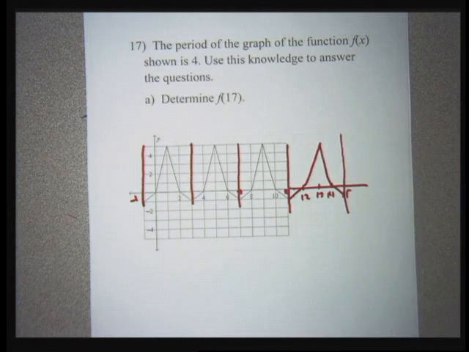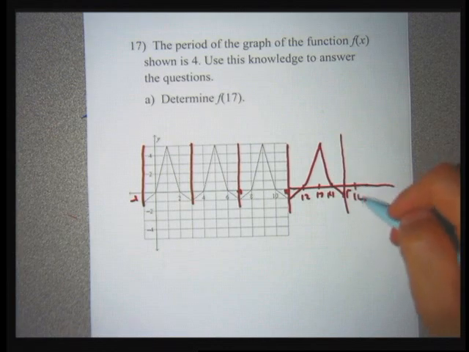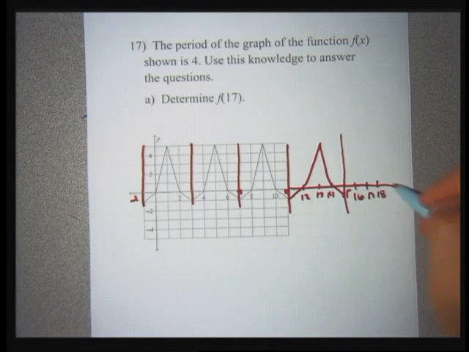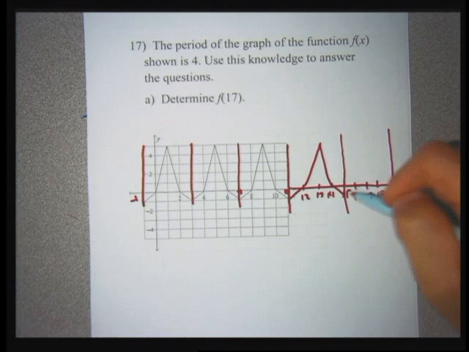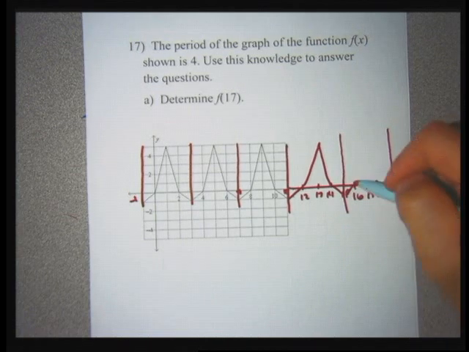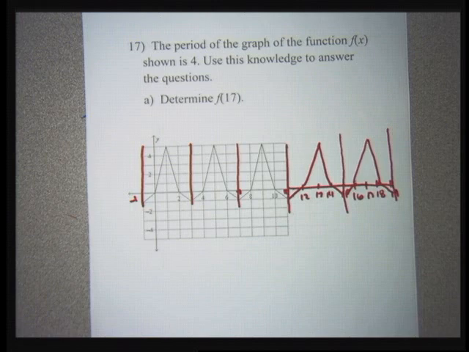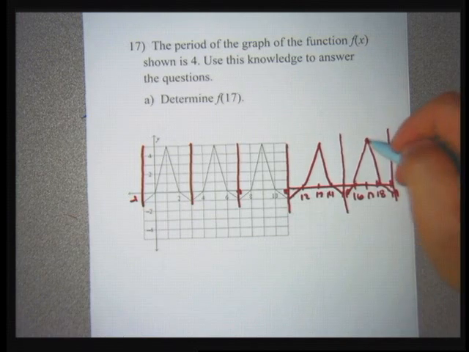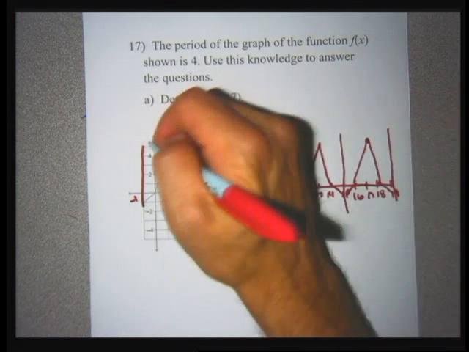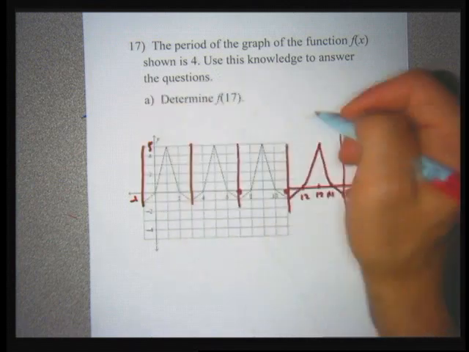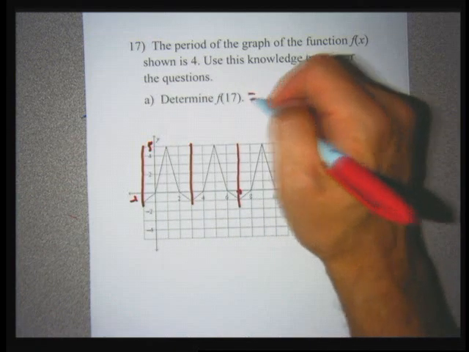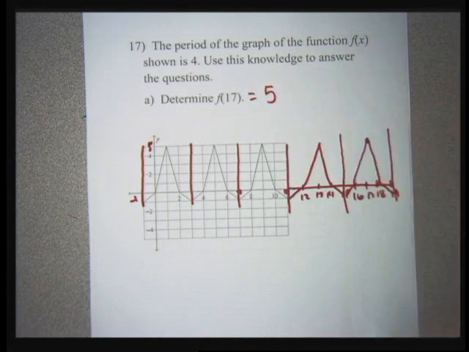And then I just need to do one more stamp. 16, 17, sorry about the crappy writing, 18, 19, get another thing, go up, up. So it looks to me like at 17 I'm at a high point, and the high point of this graph looks like it's at 5. So for my answer I would say f of 17 equals 5.